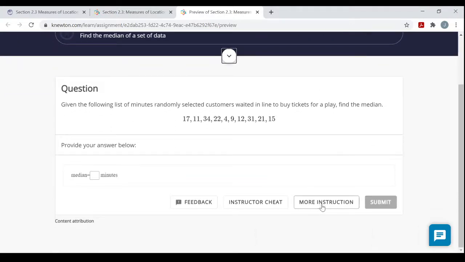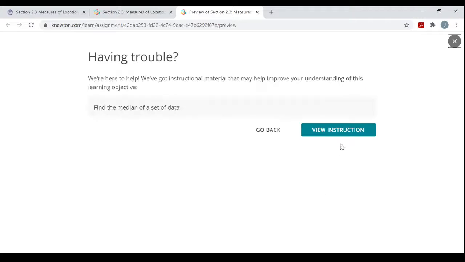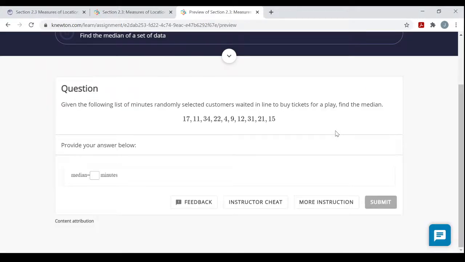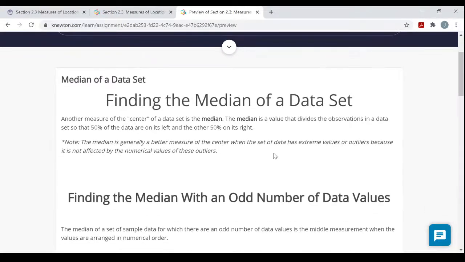But as I've been mentioning every video, I would recommend, every time you see a new objective, click on More Instruction and work through the homework that way. So, finding the median of a data set.